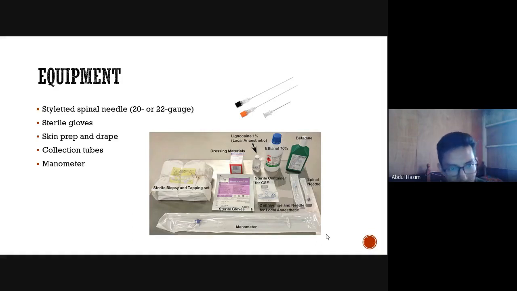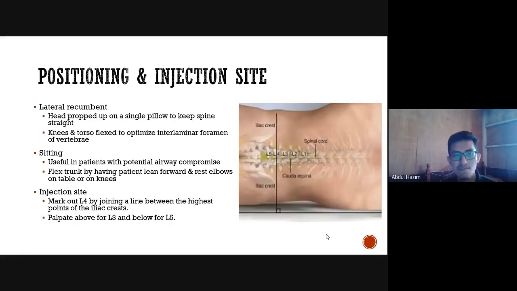Next. So these are the equipment needed for performing lumbar puncture. The first one is a spinal needle with stylet. This spinal needle can vary in length, ranging from 1.5 inches for infant, 2.5 inches for child, and 3.5 inches for adult. And then sterile gloves, skin prep and drapes, collection tubes for the cerebrospinal fluid, and also a manometer in some cases.